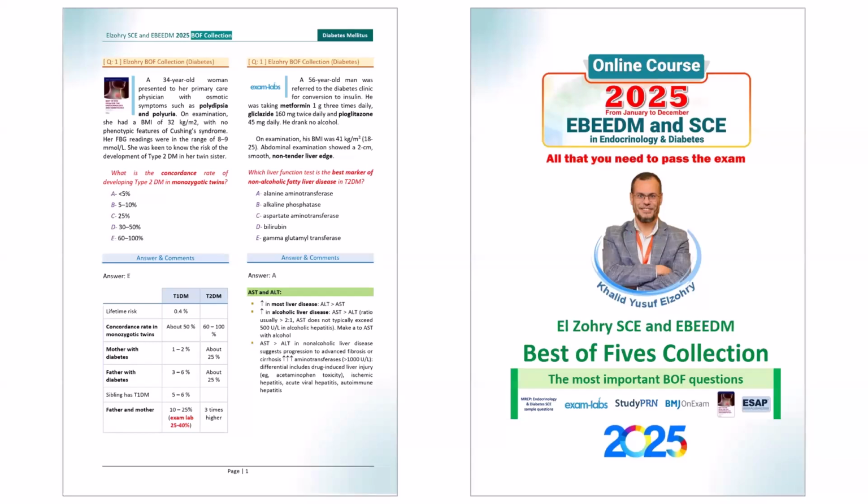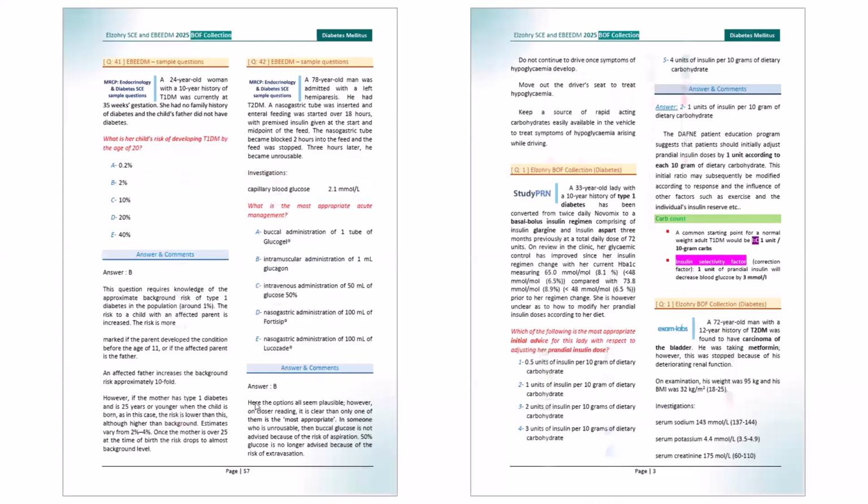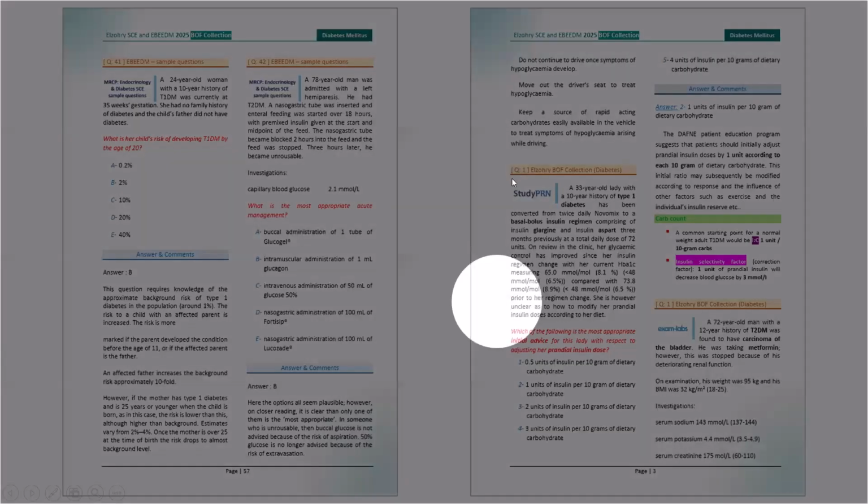So you just need to cover these questions, which I selected, and I add a lot of comments about the answers for this collection, which is very, very important. And I will order these questions according to their importance for the final exam. Beside each one, I will put a logo showing this question is from Study BRN, this question from Exam Lab, this question from the official website, and so on.